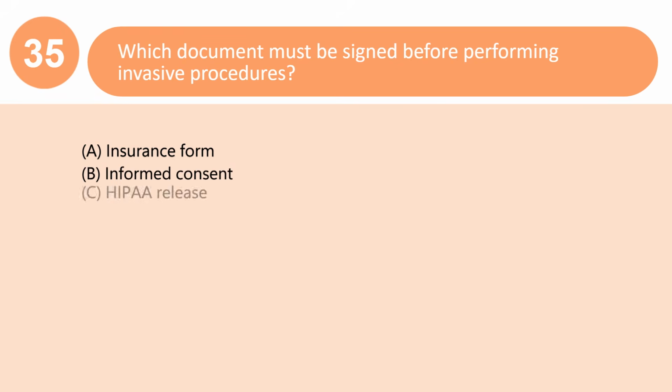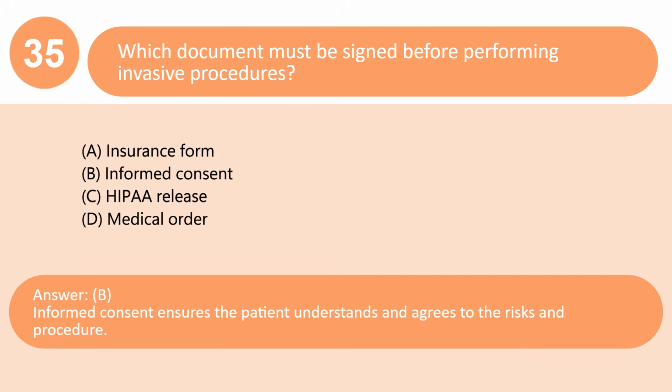Which document must be signed before performing invasive procedures? A. Insurance form. B. Informed consent. C. HIPAA release. D. Medical order. Answer: B. Informed consent ensures the patient understands and agrees to the risks and procedure.